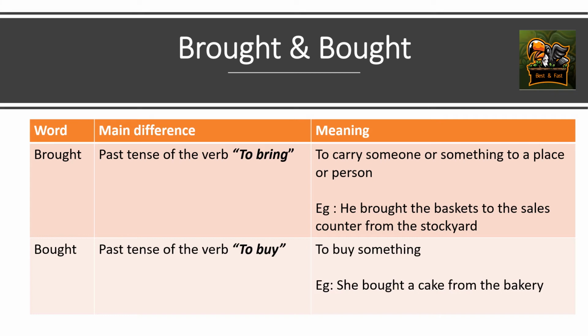The next word which we confuse it with is bought, which is the past tense of buying something, to buy. To buy something, the past tense of that becomes bought. Example, she bought a cake from the bakery. When you pay for something and buy it, the past tense of that becomes bought, whereas brought means the past tense of bringing something.